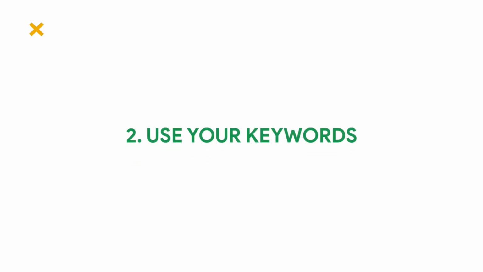2. Use your keywords. Google search prioritizes headings and subheadings to determine which queries your page can answer. So use your keywords in your subheadings and make sure they convey your article's main message.